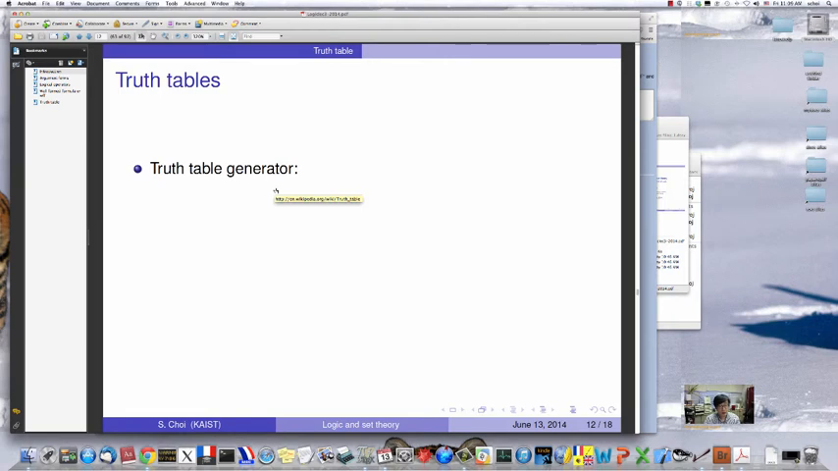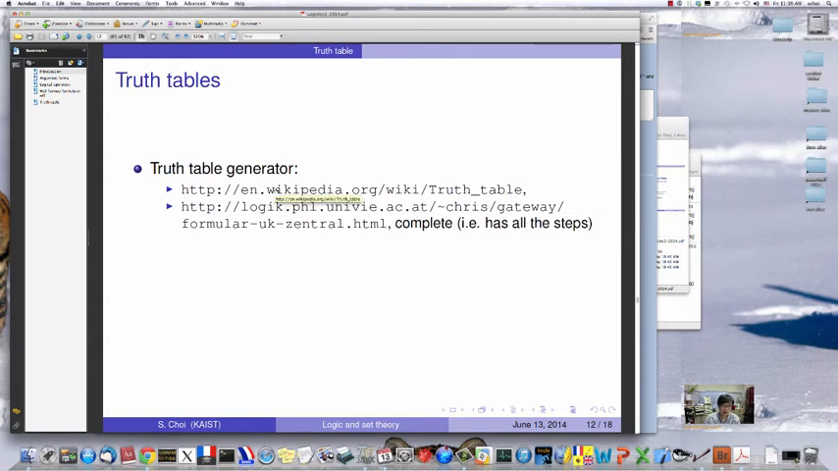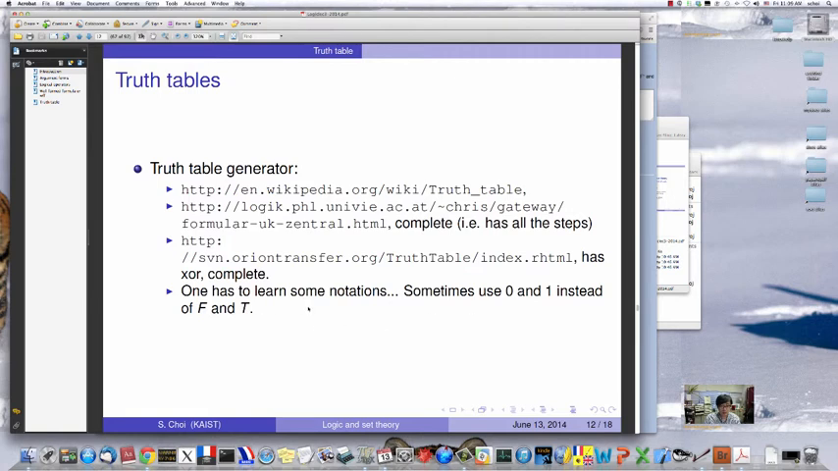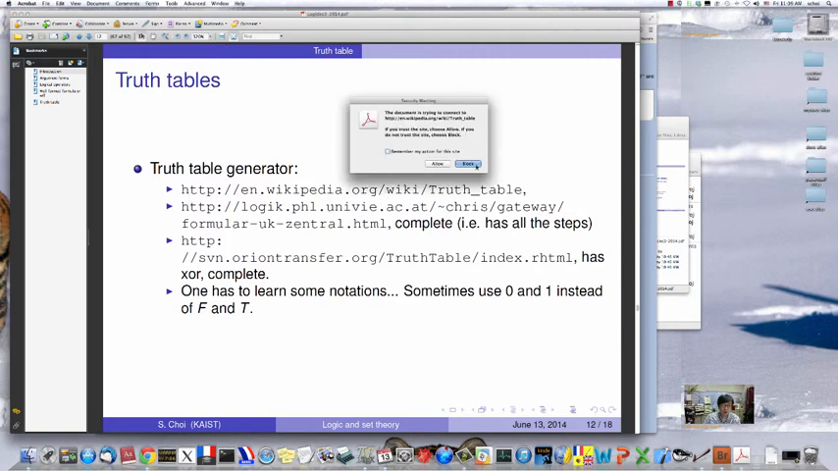There are truth table generators, you can see these kinds of things. There are even ones which are programmed here, and there are actually many choices, so one has to learn some notation. Sometimes 0 or 1 is used instead of false and true. Okay, so let's go to this Wikipedia article here.